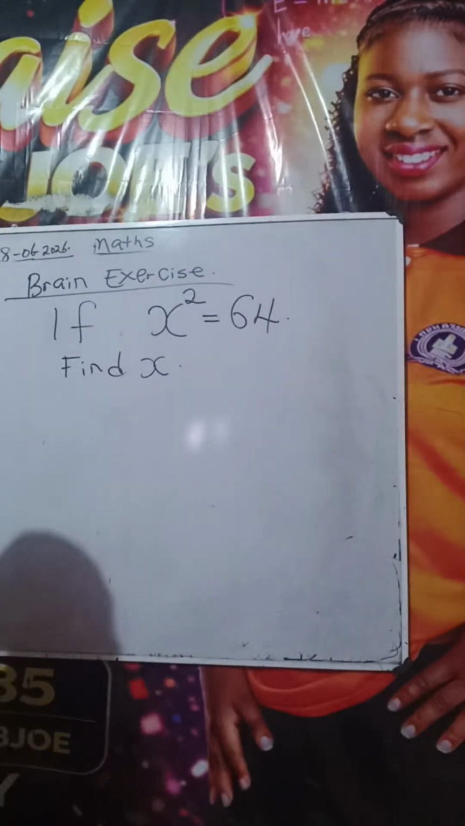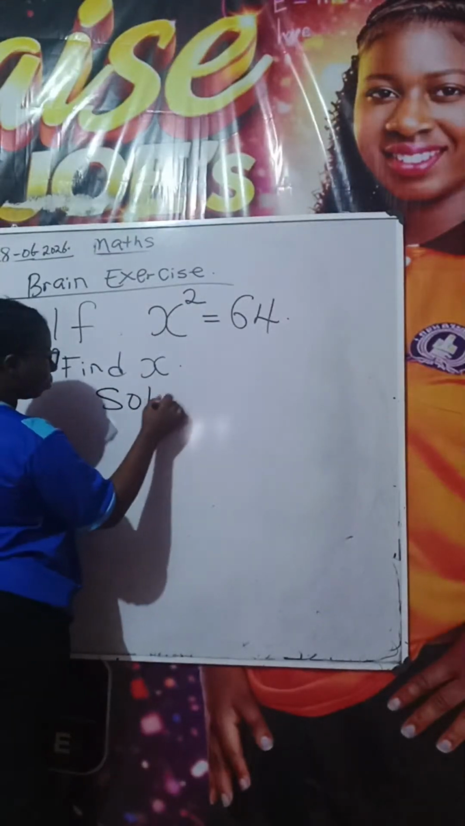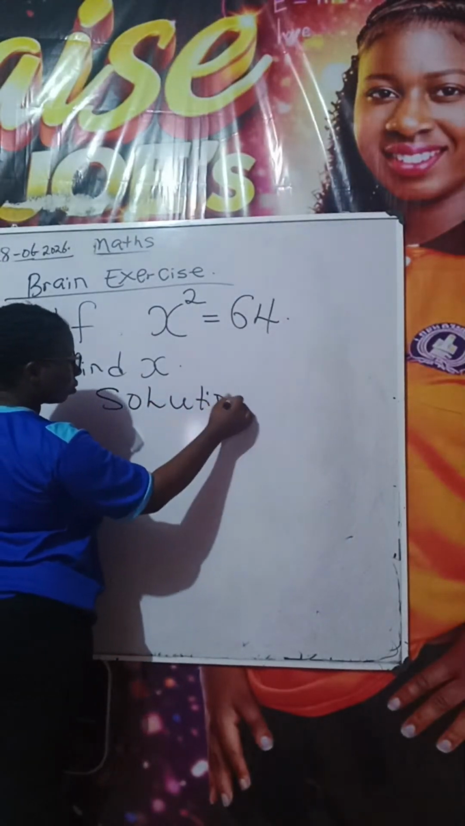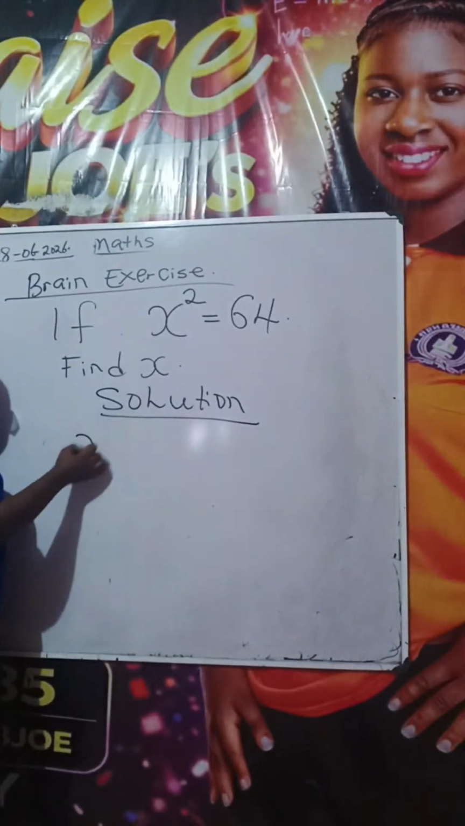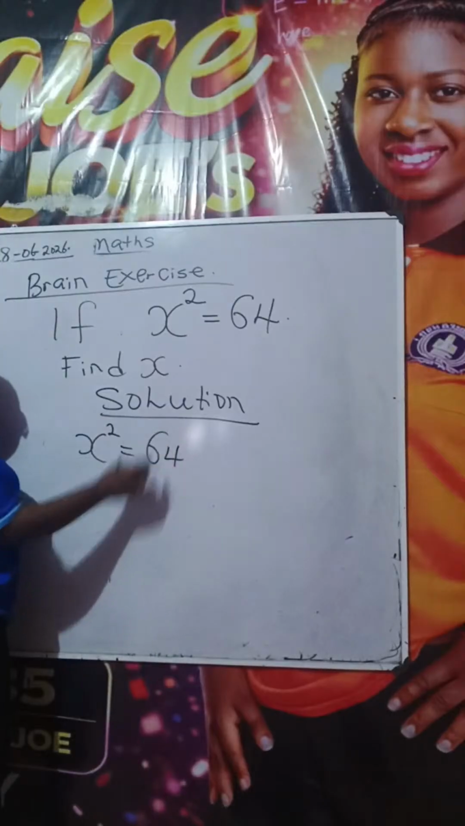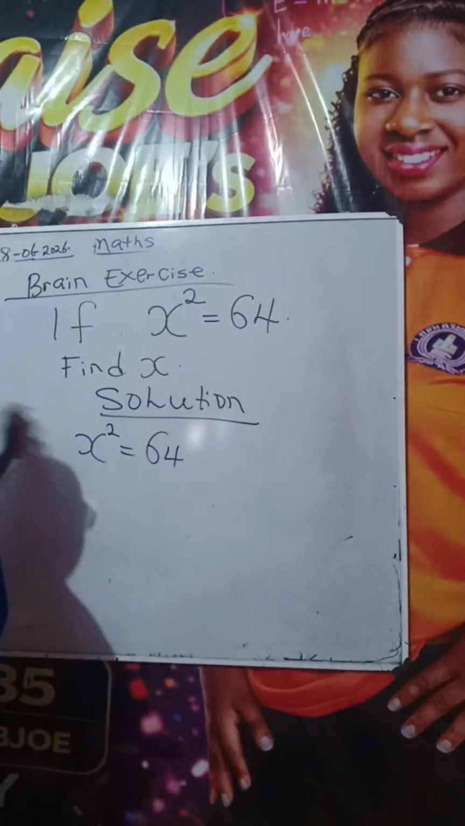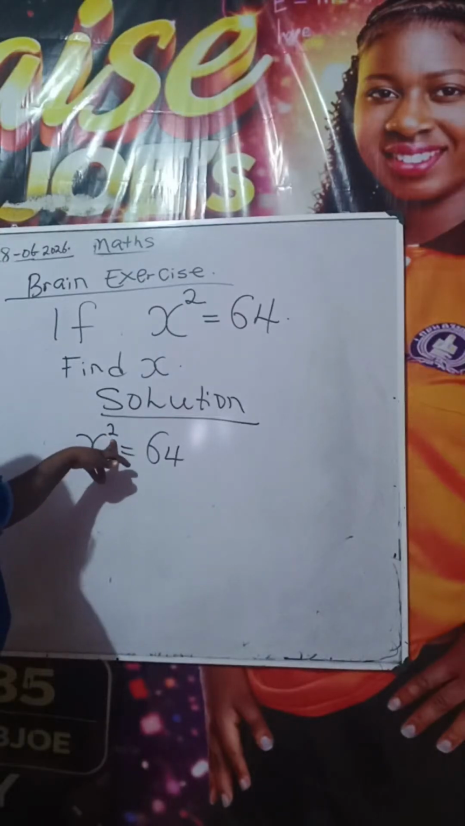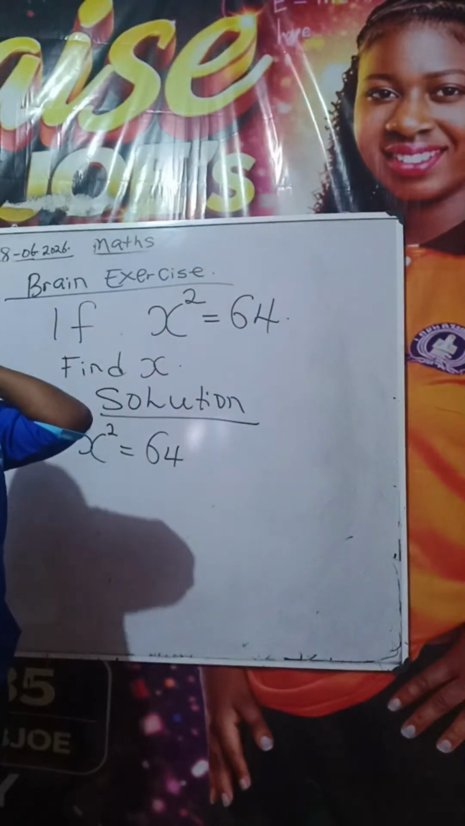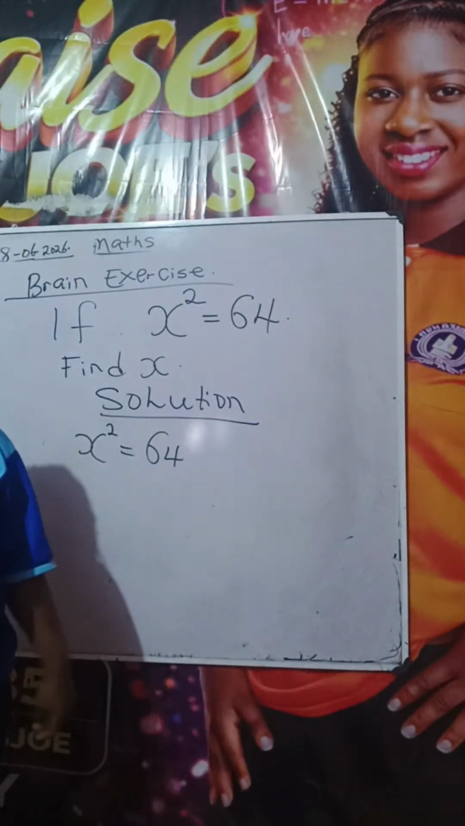Okay, so when we have this now, solution, we have x squared equals 64. Now, all we need to do is, I want to remove this square from here. How will I remove this square? I want to remove the square from there. How will I remove it?